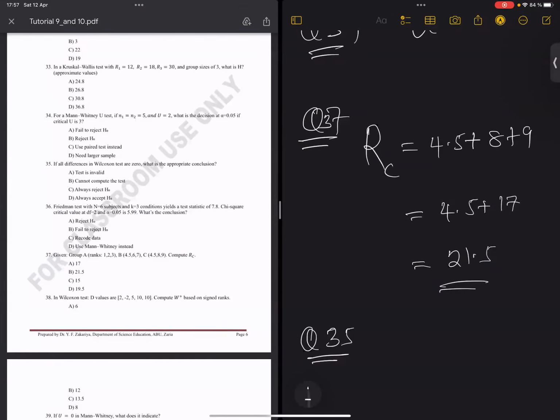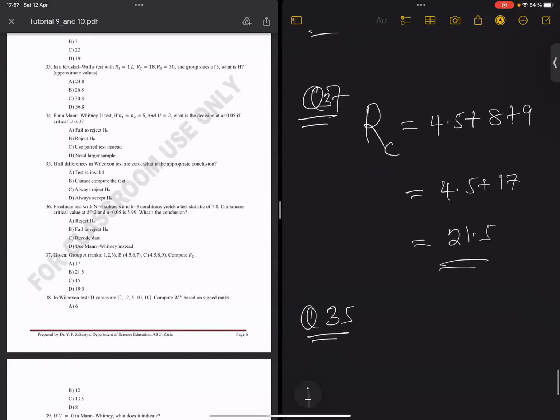Remember, we need the Wilcoxon test to have either positive or negative differences, right? Remember, W in Wilcoxon is the minimum of W plus, then W minus. So if all differences are now 0, what will you do? The test is invalid. You cannot compute the test. It is not always reject 0 or always accept 0. The answer is the test is invalid, it doesn't work.